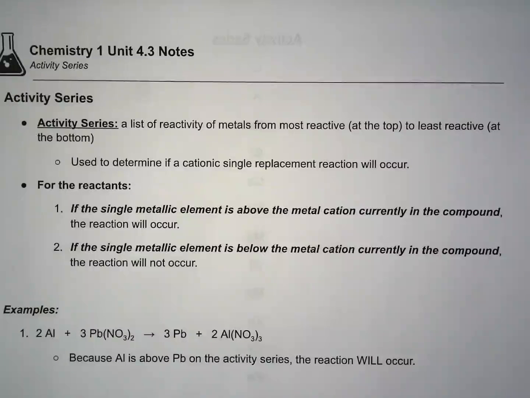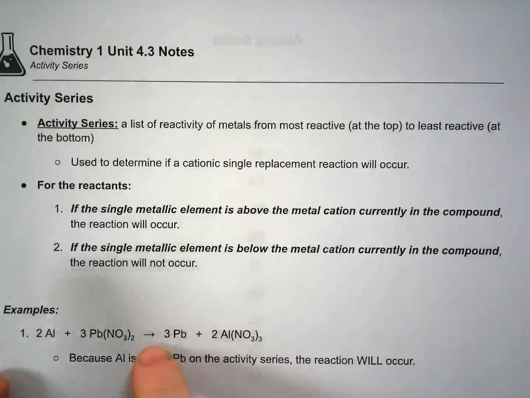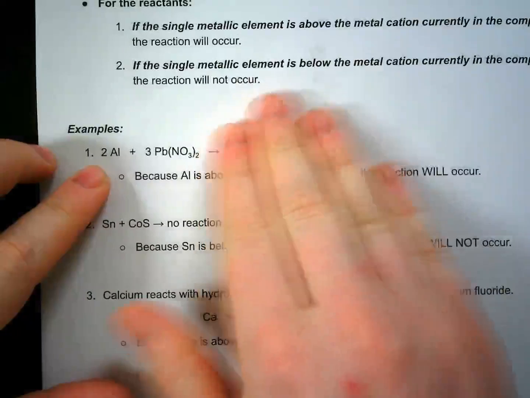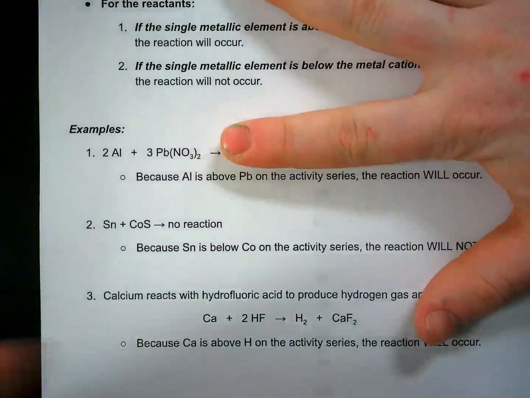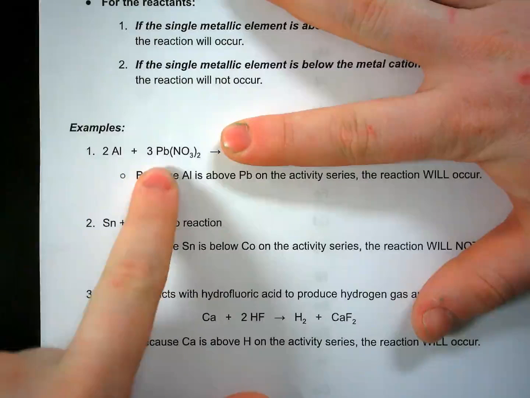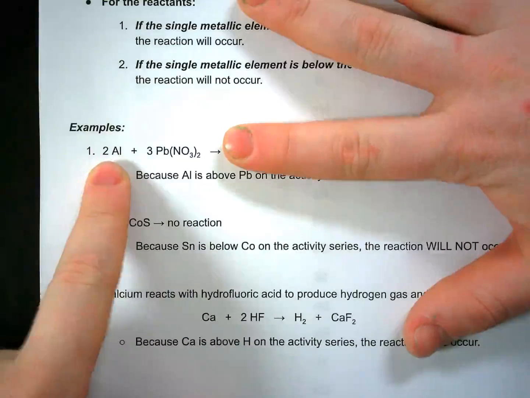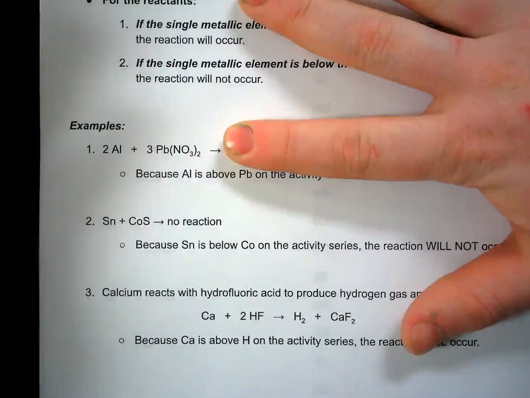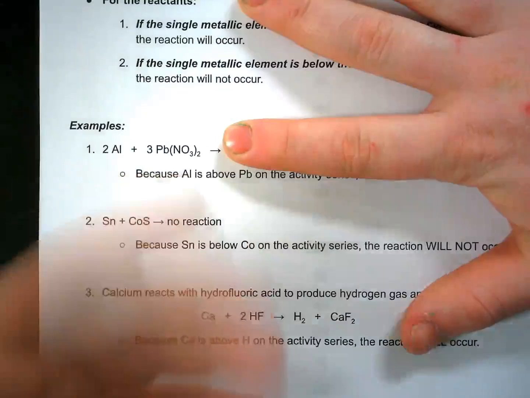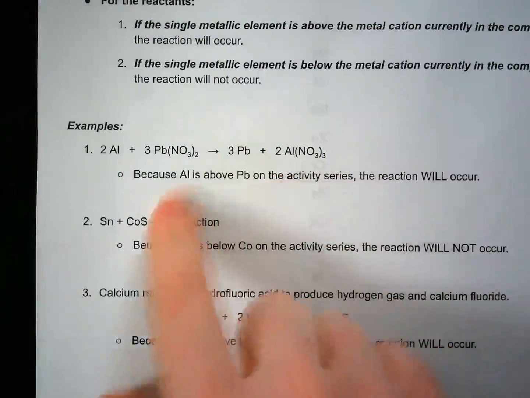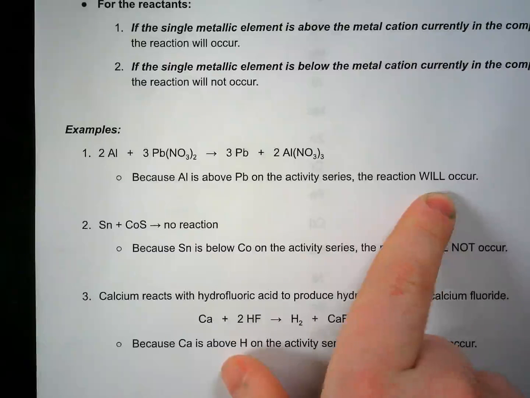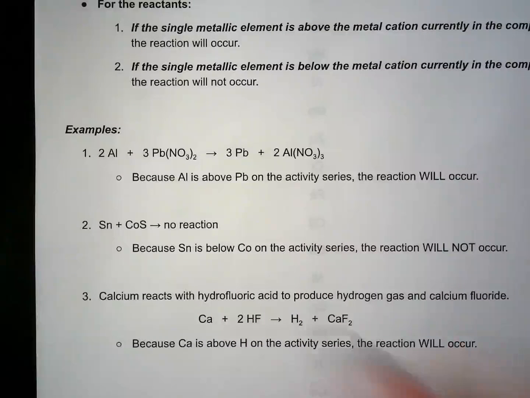So what are we talking about here? You'll be given these problems. Realistically speaking, it'll look like this: 2Al plus 3Pb(NO3)2. What that is, is aluminum wants to react with lead nitrate, and the question is, will it react? And it's your job to figure that out. For the answer for this one, because aluminum is above lead in the activity series, the reaction will occur. Well, okay, what does that mean exactly?